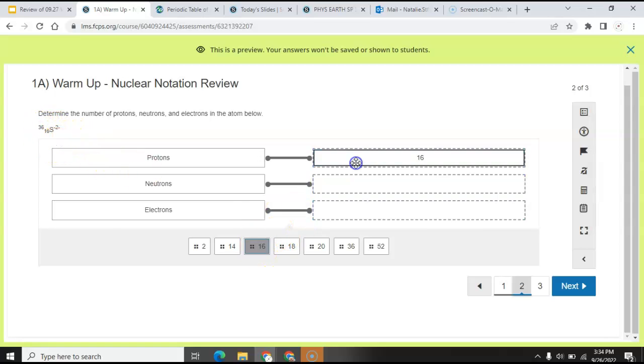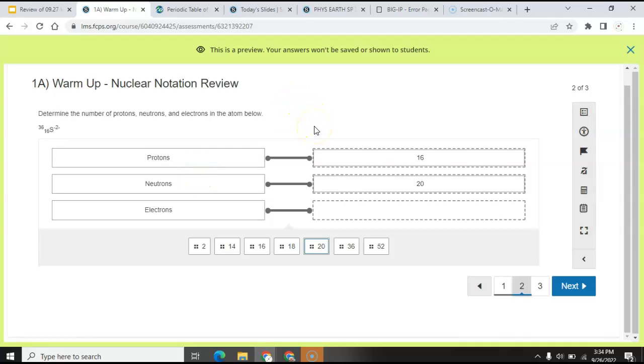So I can easily drag and drop that there. So whatever the number is in the lower left, that's the number of protons. They're equivalent. Now for neutrons, I have to do a little math because remember the mass number, which is 36, is equal to protons plus neutrons. Now I know there are 16 protons, but I just want the number of neutrons. So what I'm going to have to do is take the mass number 36 and subtract from it the atomic number 16. So 36 minus 16 will give me 20 neutrons.